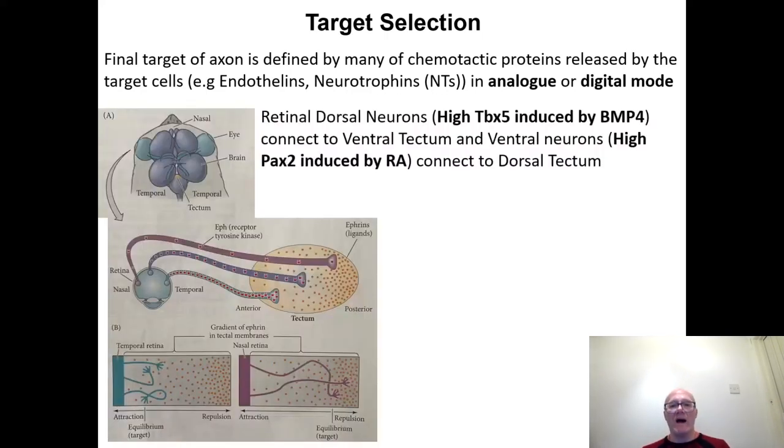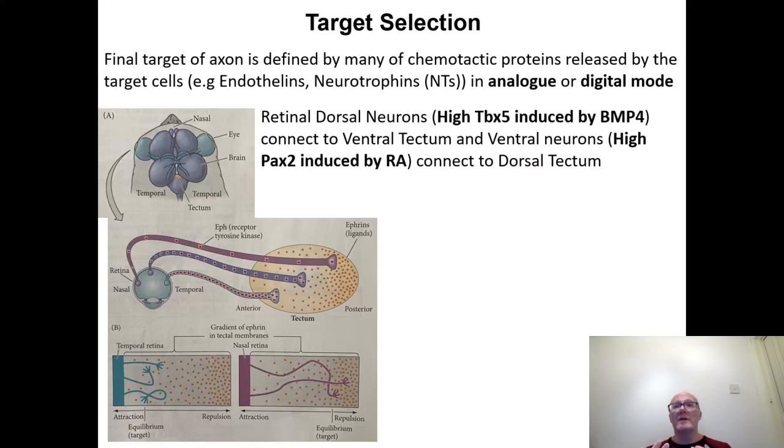An example of analog mode of attraction is represented by the neurons from the retina of the eyes of the vertebrate that reach their target region in the back of the brain. So here we have a cartoon of a bird, and we have the retina from the eyes that produce neurons whose axons need to go into the posterior region of the brain, which is called the tectum. This tectum is a region of the brain that is important for processing visual information.